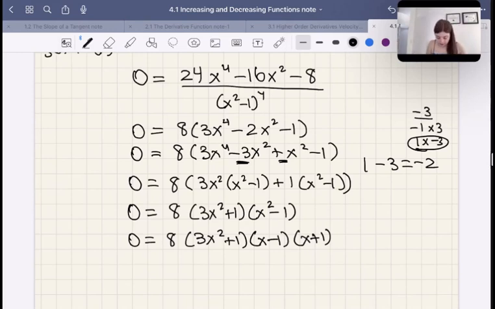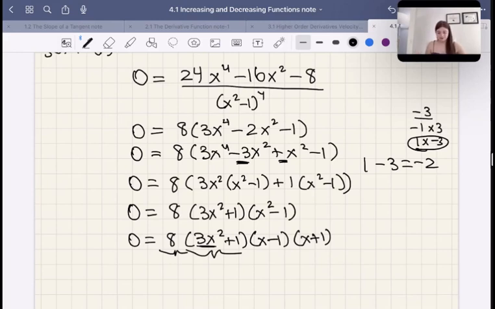Well, 8 is never going to be 0, so we can just skip that one. 3x squared plus 1, this is also never going to be 0, but here's why. Let's say we plug in 0 as x, we would still get 1. Let's say we plug in any other value, we'll get something greater than 1. Because this 3x squared, the lowest it can be is 0. That's its minimum. And then we're adding 1 to 0, or we're adding 1 to some other positive number. We're always going to get something positive. We're never going to get 0.